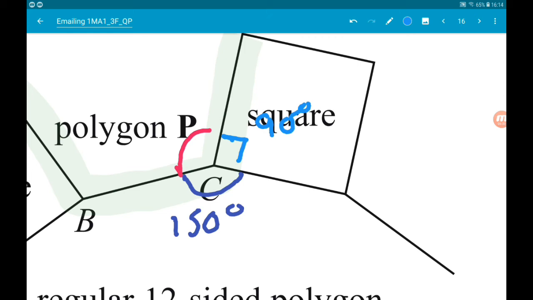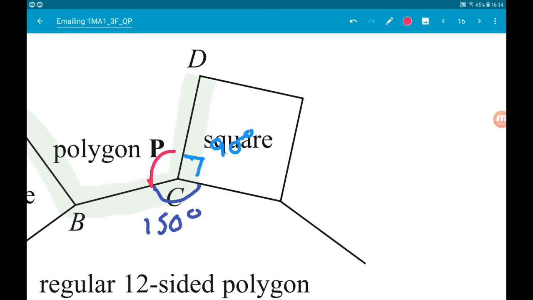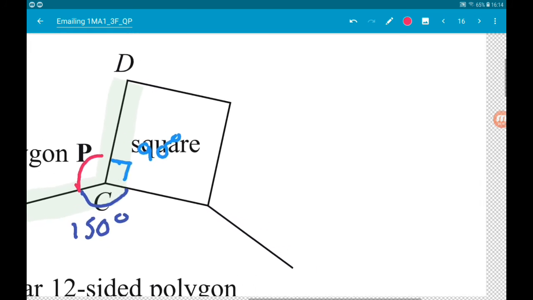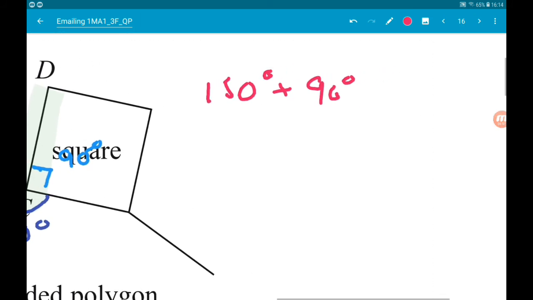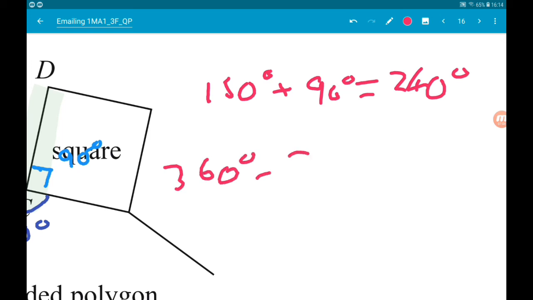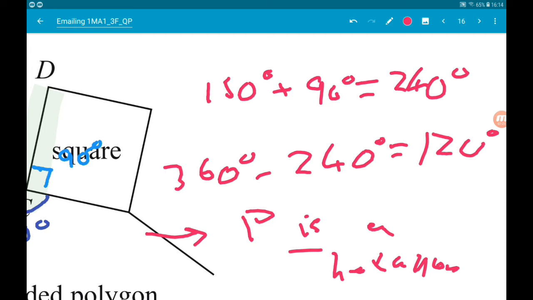Now, angles around a point add up to 360. So, if we do, first of all, 150 add 90, we get 240. So then finally, 360 minus 240 is 120 degrees. Therefore, B is a hexagon. Cool.